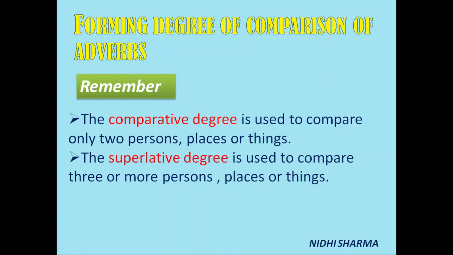Now, we have to remember that the comparative degree is used to compare only two persons, places or things, whereas the superlative degree is used to compare three or more persons, places or things.